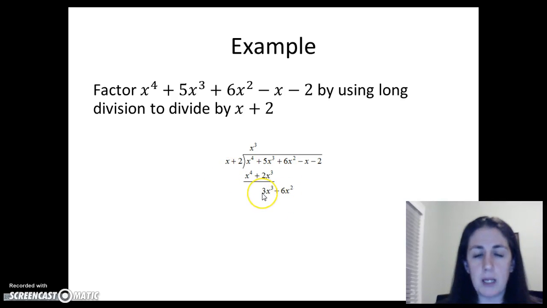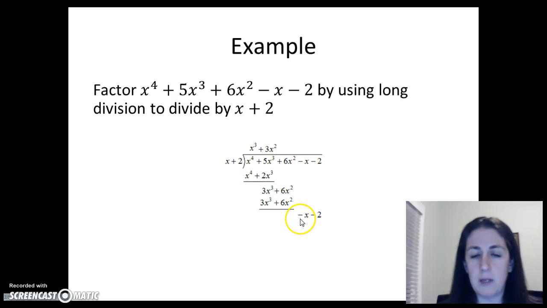Now x times what gives us 3x to the third? 3x squared. So then we multiply this 3x squared to both of these terms. 3x squared times x gives us 3x cubed. 3x squared times 2 gives us 6x squared. And we subtract completely. 3x cubed minus 3x cubed is going to cancel. 6x squared minus 6x squared is going to cancel. And so we're left with nothing. So instead of bringing the next term down, we'll actually bring the next two terms down.